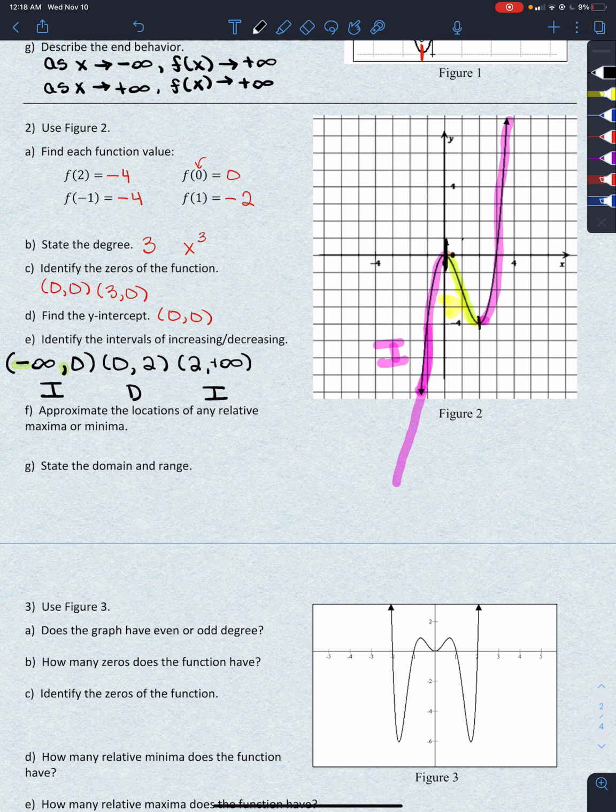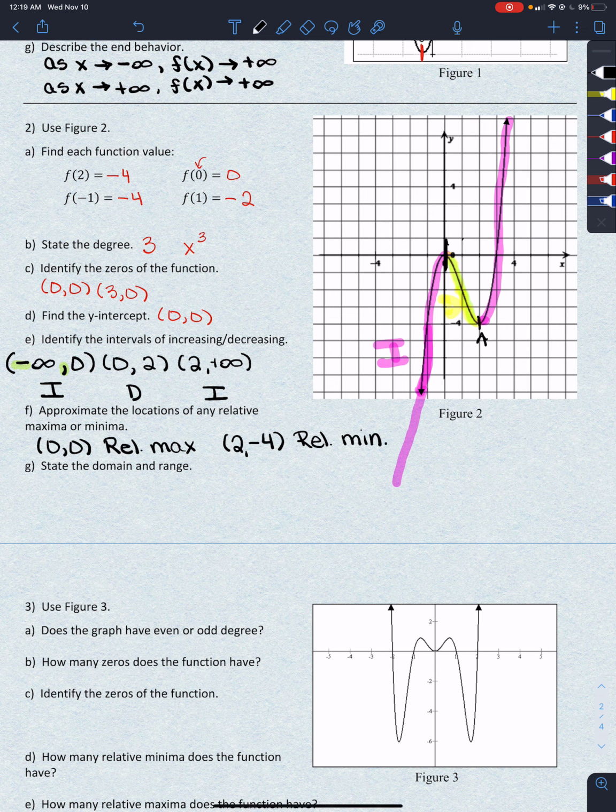Approximate the locations of any relative maximum or minimum. Again, we're looking at those turning points. So this first turning point is at 0, 0. That would be a relative maximum. And this point here is at positive 2, 1, 2, 3, 4. That would be a relative minimum.